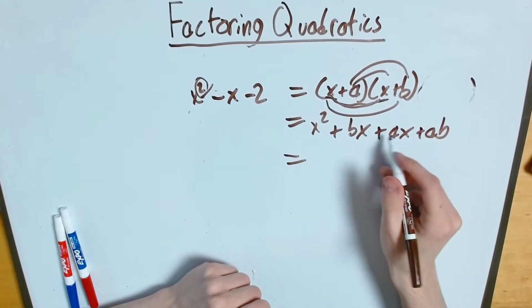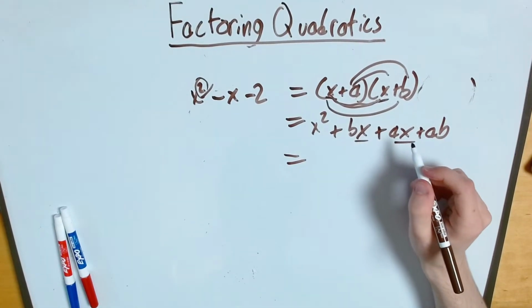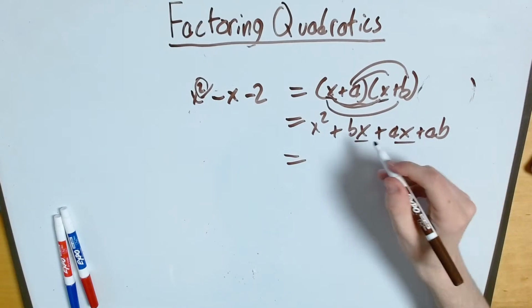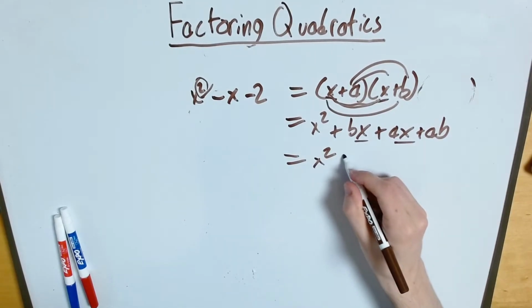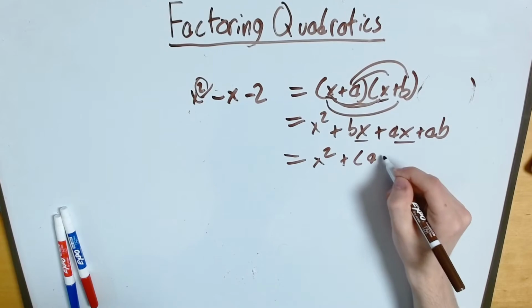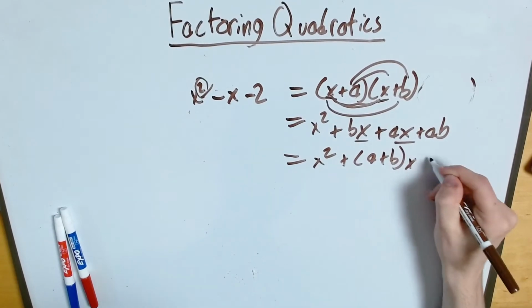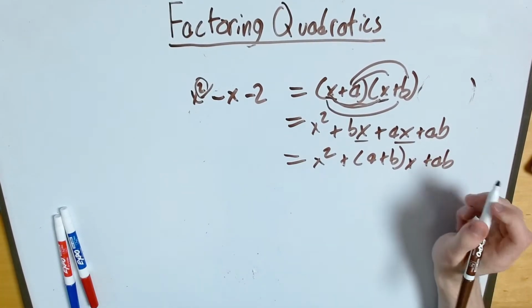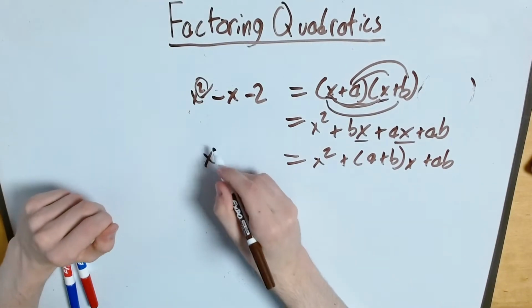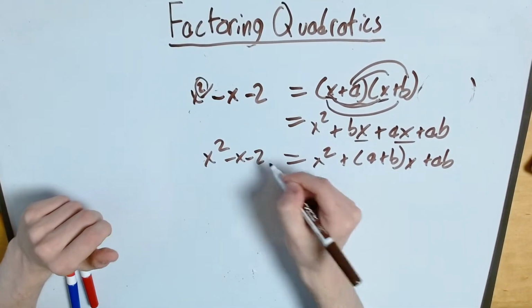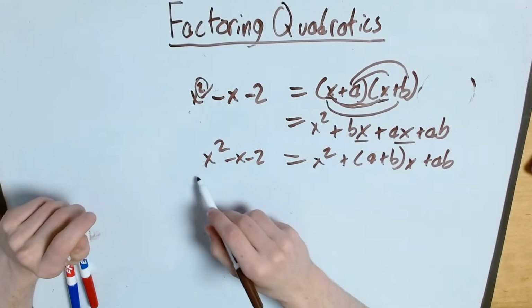So we can simplify that. Since these both have the same degree, they're x raised to the 1 power, we can combine their terms as a plus b times x plus ab. We notice an interesting pattern. Since these two are equal, right? This is the factored form and this is the original.